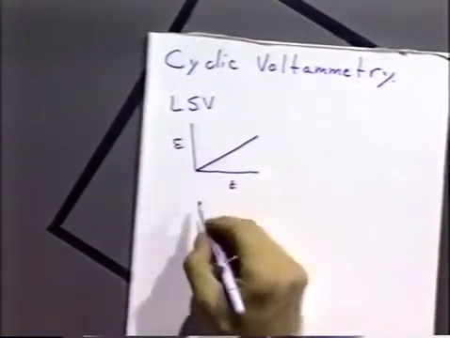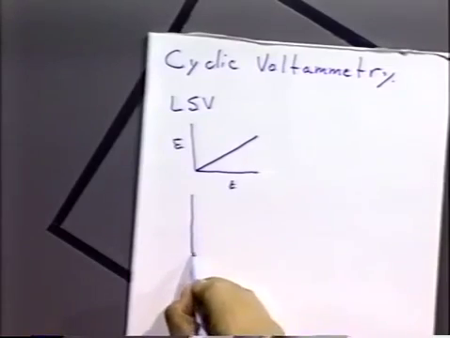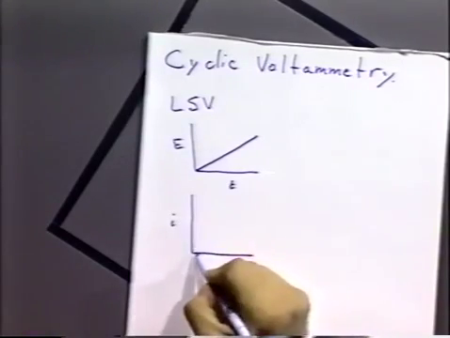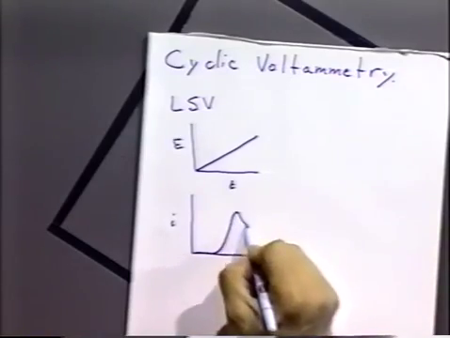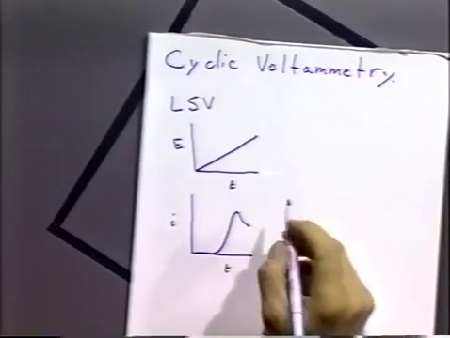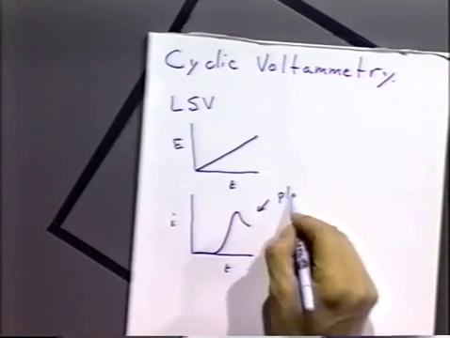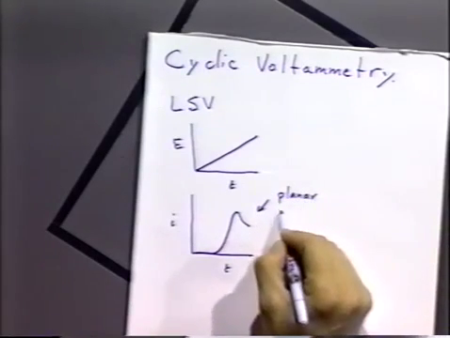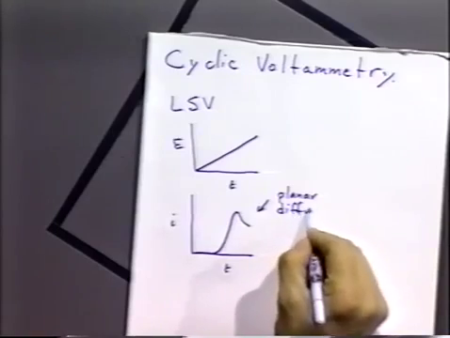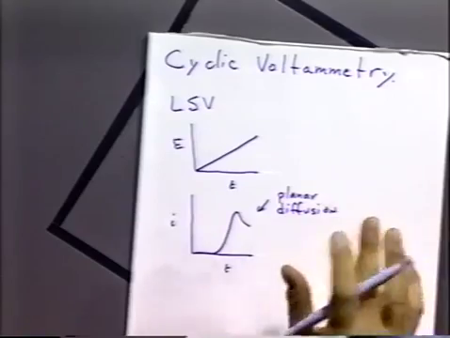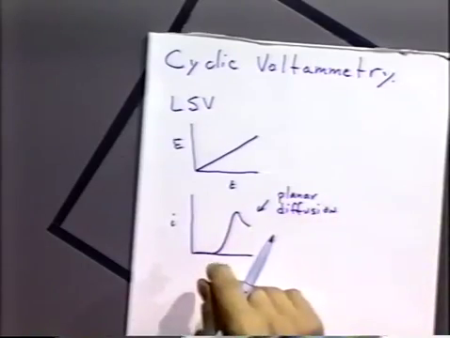And if we look at the current for linear sweep voltammetry versus time, we see that we got a wave like this for the particular conditions that we were talking about, a planar diffusion process. And this is similar to the Cottrell case that we solved before, where we did a potential step to a planar diffusion electrode.